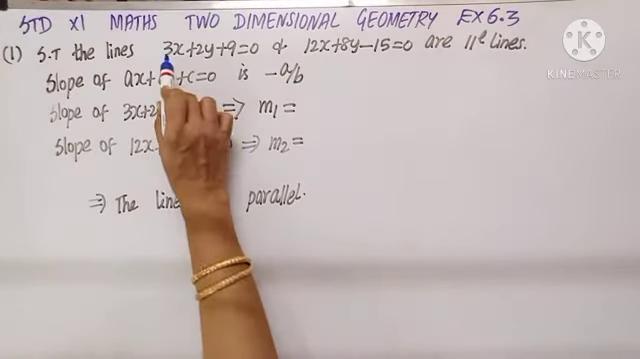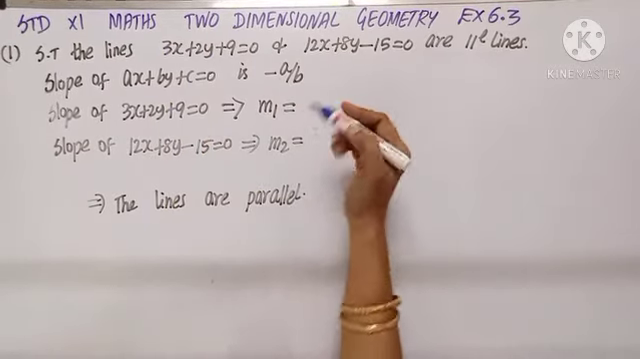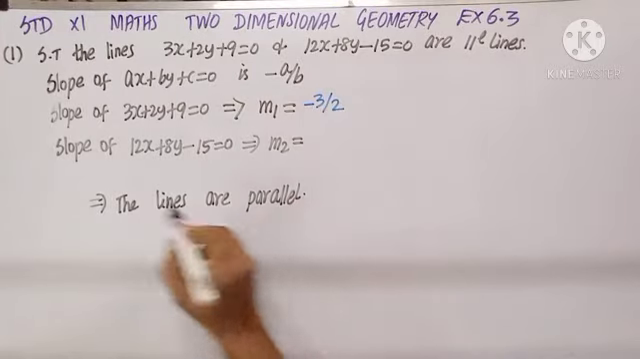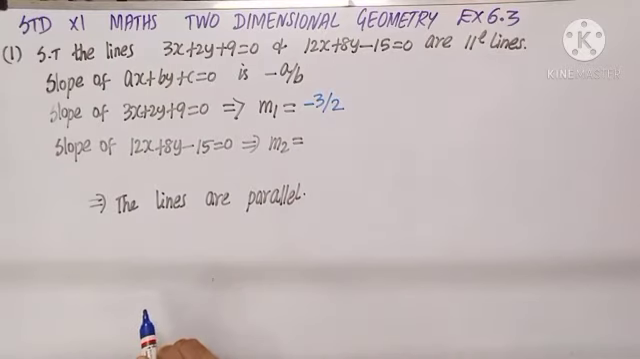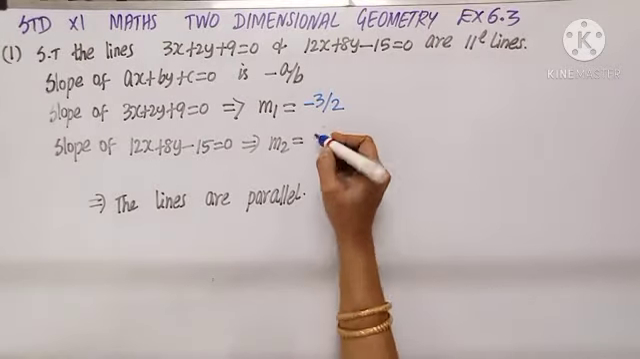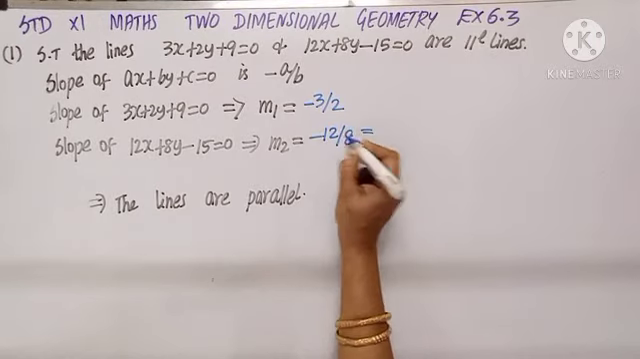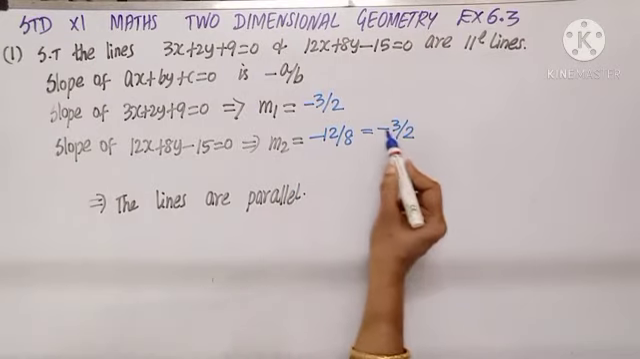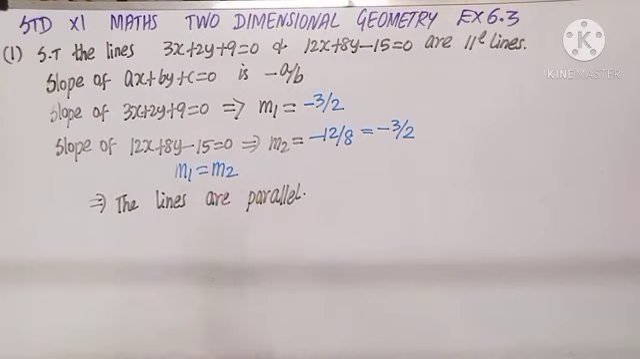The first line 3x plus 2y plus 9 equal to 0. Slope m1 is minus 3 by 2. For the second line 12x plus 8y minus 15 equal to 0, the slope m2 is minus 12 by 8. Cancelling 4 table, it is minus 3 by 2. m1 and m2 are equal, which implies the lines are parallel.